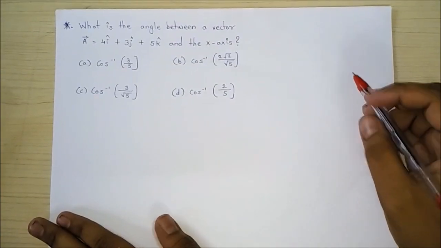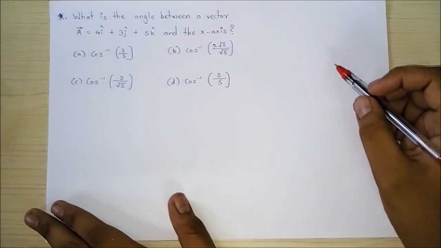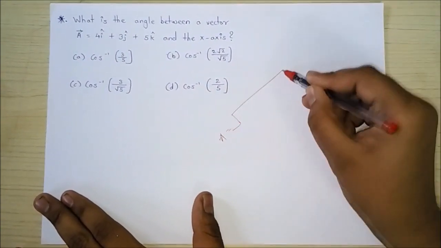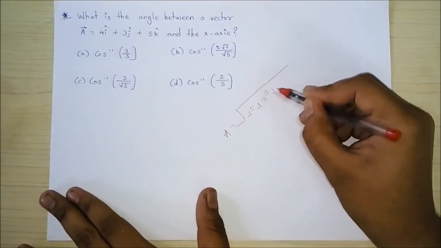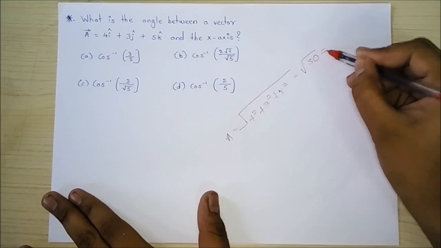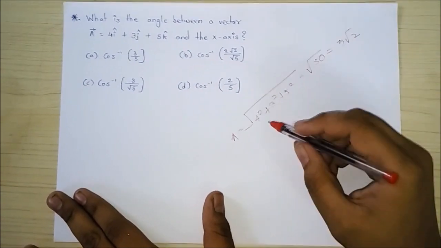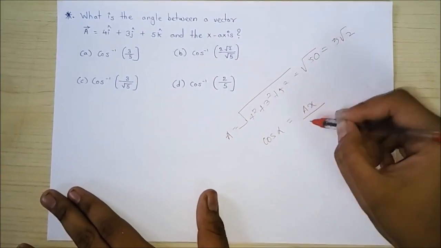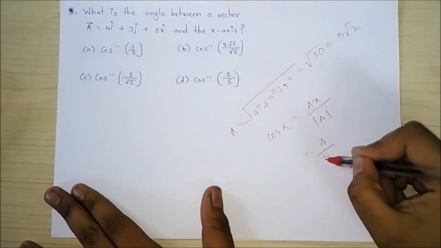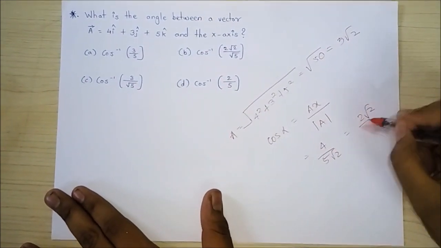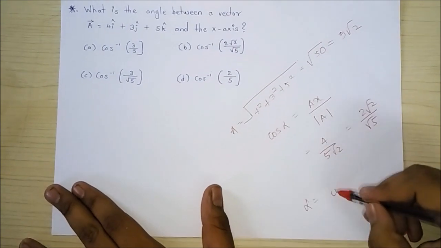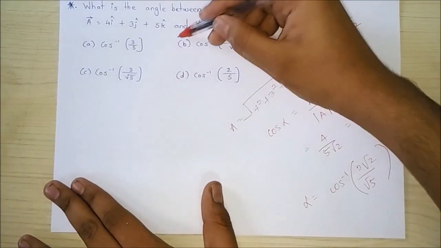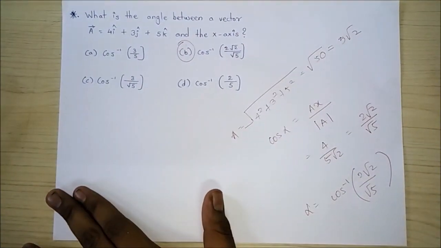What is the angle between a vector A equal to 4i plus 3j plus 5k and the x-axis? Now we know that mod of A is equal to square root of 4 square plus 3 square plus 5 square, which is equal to square root of 50, which is equal to 5 root 2. The angle between A and the x-axis is given by cos alpha equal to ax upon mod of A, which is equal to 4 upon 5 root 2, which is equal to 2 root 2 upon root 5. So alpha is equal to cos inverse of 2 root 2 upon root 5. So option B is the correct answer.